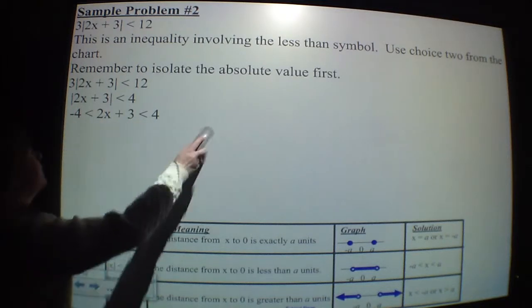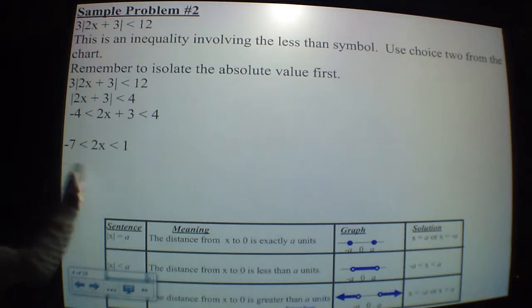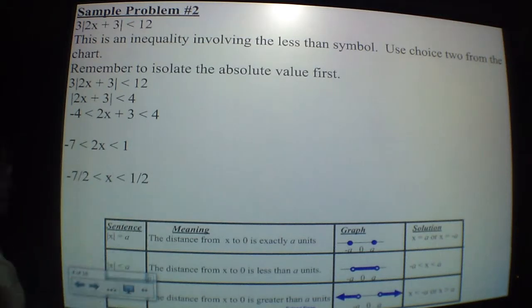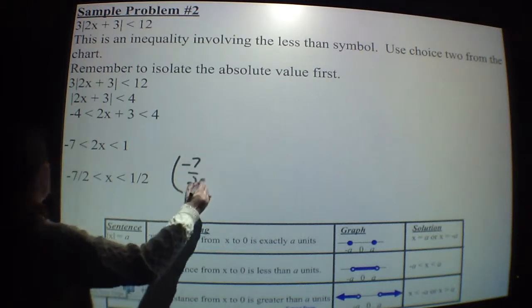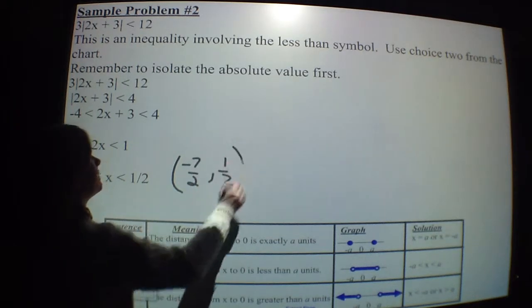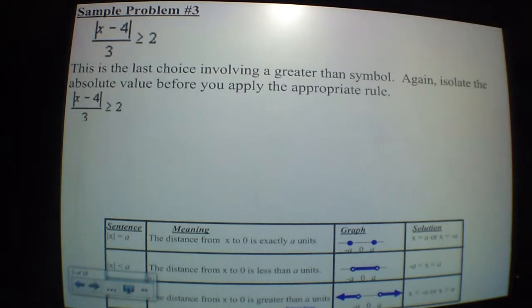Subtract 3. Divide by 2. And if you wanted to write it in interval notation, negative 7 halves, 1 half. And there it is in interval notation. The next problem.